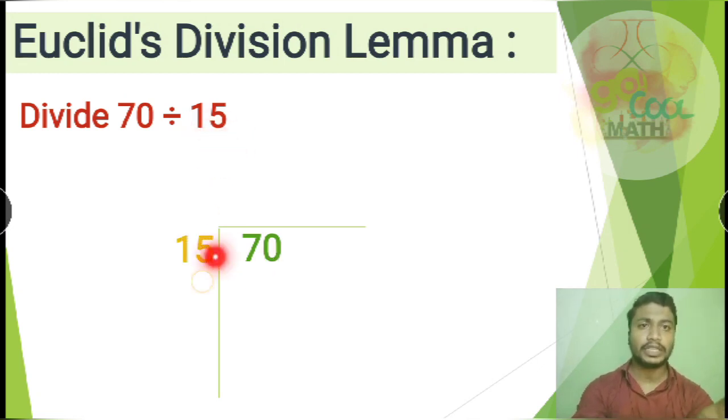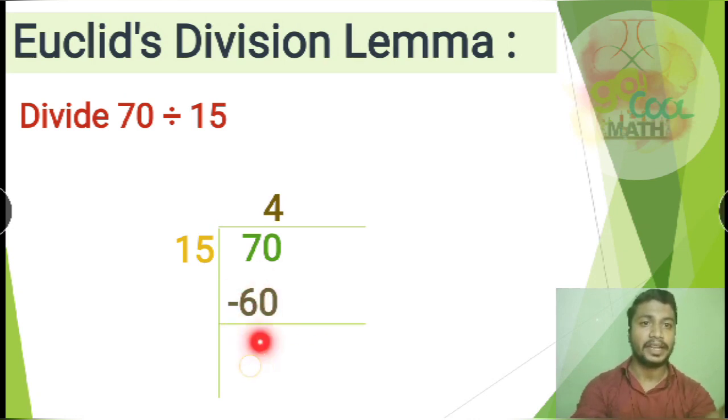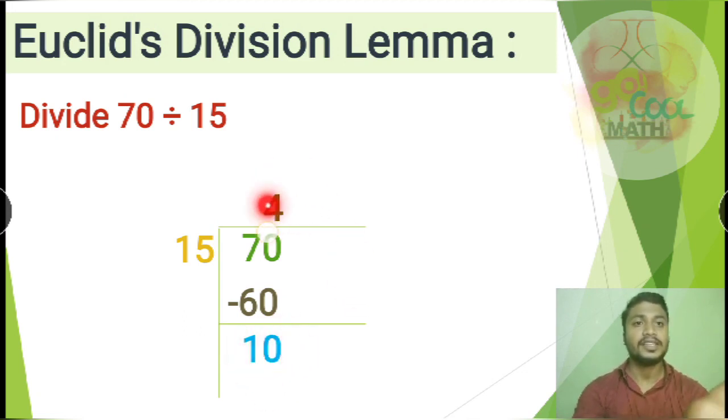So ನಮಗೆ division ಗೊತ್ತಾಯಿದೆ ಮಕ್ಕಳೇ. So 15 4s are 60 and we get the remainder as 10. So here we consider the 4 as quotient and the 10 as remainder.